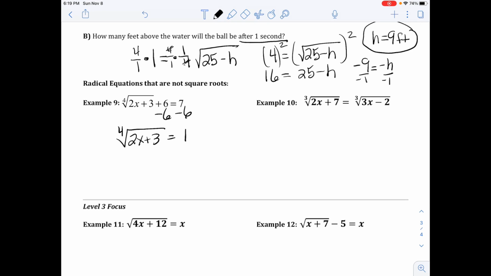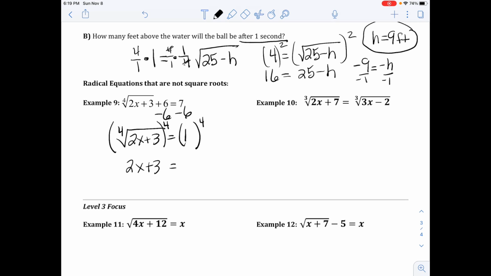Now, instead of squaring both sides, the index is a 4. And so what we do is we raise both sides to that index. Because if you take the 4th root of an expression and raise it to the 4th power, the 4th root and the 4th power will undo, and you will have left 2x plus 3.